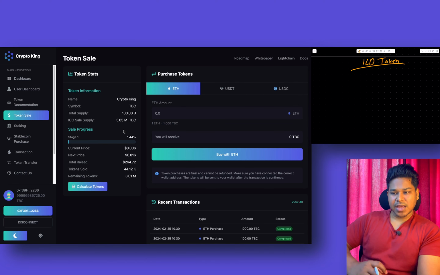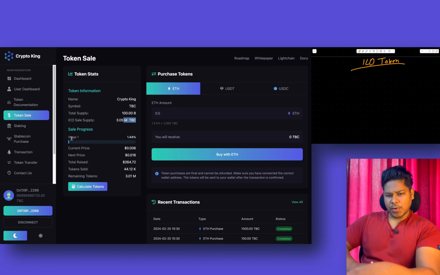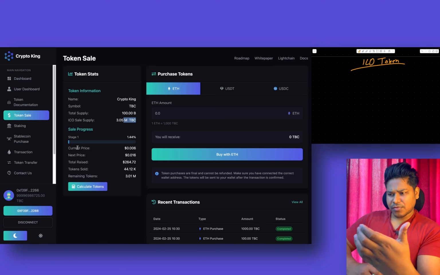So we have the total supply, and currently this much token is available for the ICO in the contract. We have the active progress bar, which displays how many tokens got sold in terms of percentage, and that makes it quite interactive for the user.